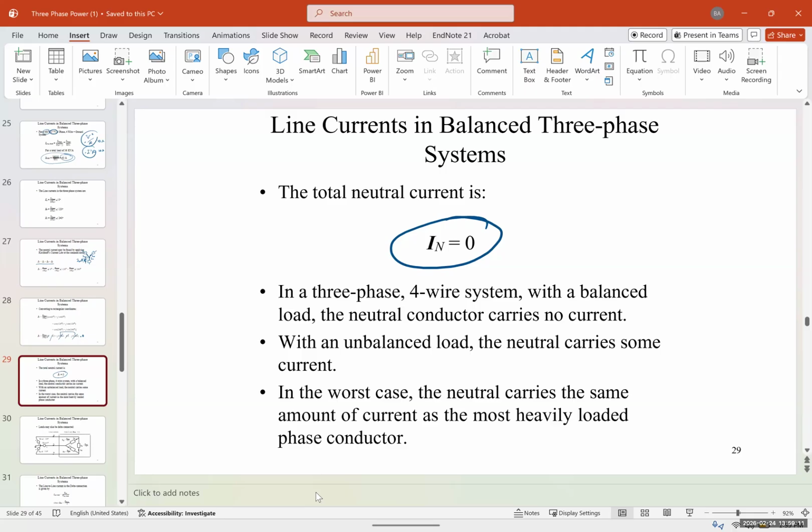It's not just a wire. You have sagging effects. You have the poles that the wires go on. So there are a lot of benefits to that. So in a 3-phase 4-wire system with a balanced load, the neutral conductor carries no current. With an unbalanced load, the neutral carries some current. And in the worst case scenario, the neutral carries the same amount of current as the most heavily loaded phase conductor. This usually happens when one of the loads is disconnected.